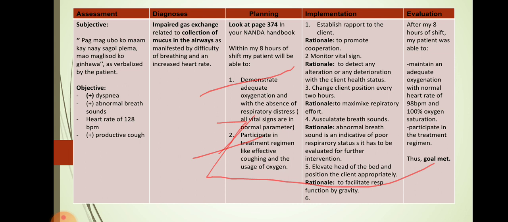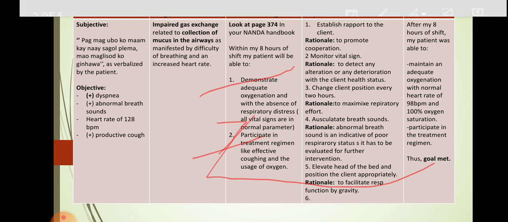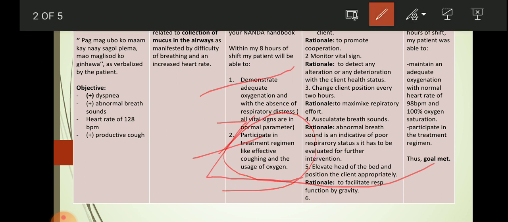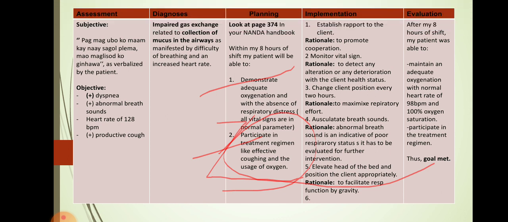Okay? And there is also 100% oxygen saturation. The normal oxygen saturation of our body is from 96 to 100%. Okay? That's the normal range. And the patient was also able to participate in the treatment regimen, since the patient was involved in our planning, right? We said there, participate in treatment regimen. Now, in your evaluation, you have to note that the patient was able to participate in the treatment regimen, thus goal met. Okay? So this is the best example of how to formulate a nursing care plan.